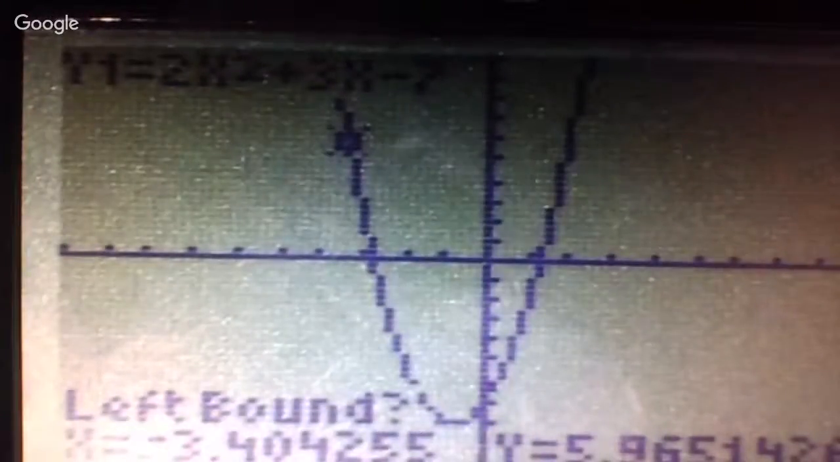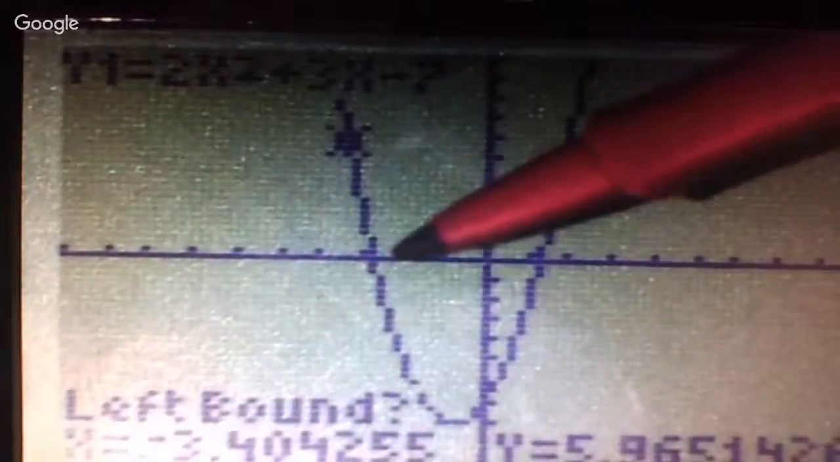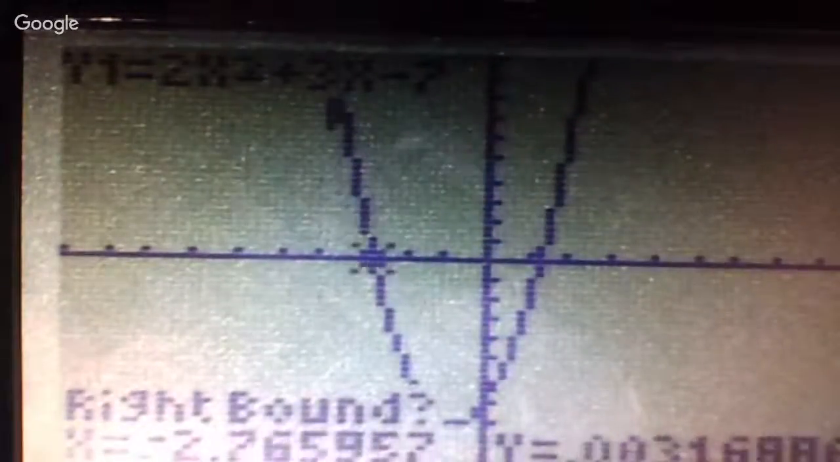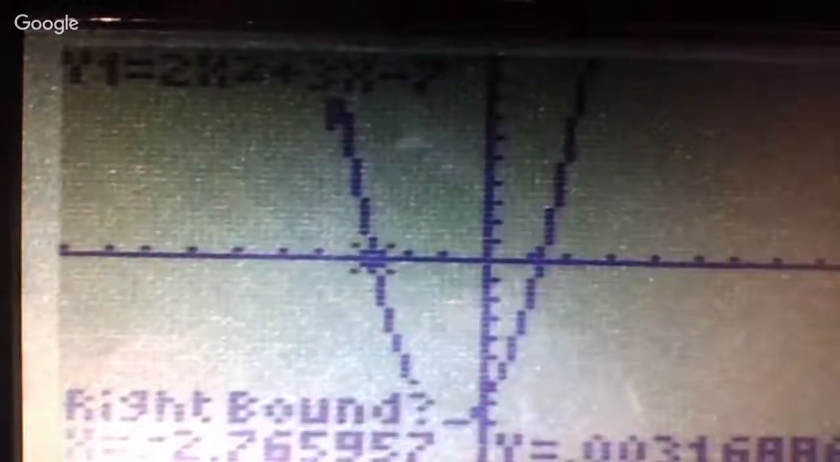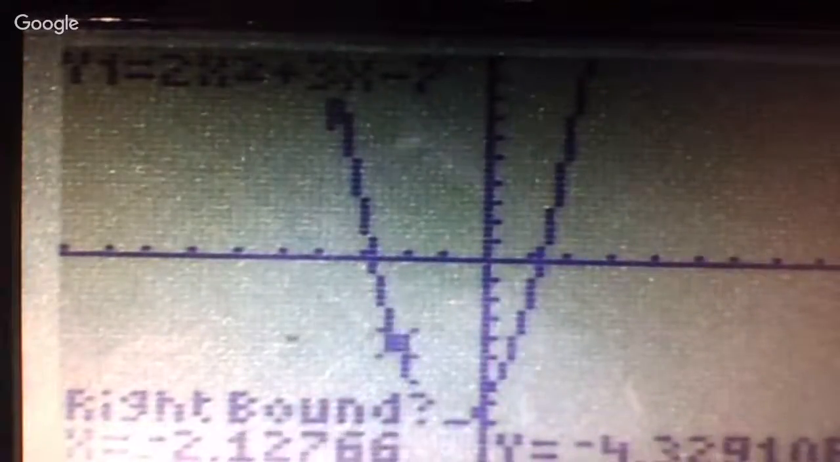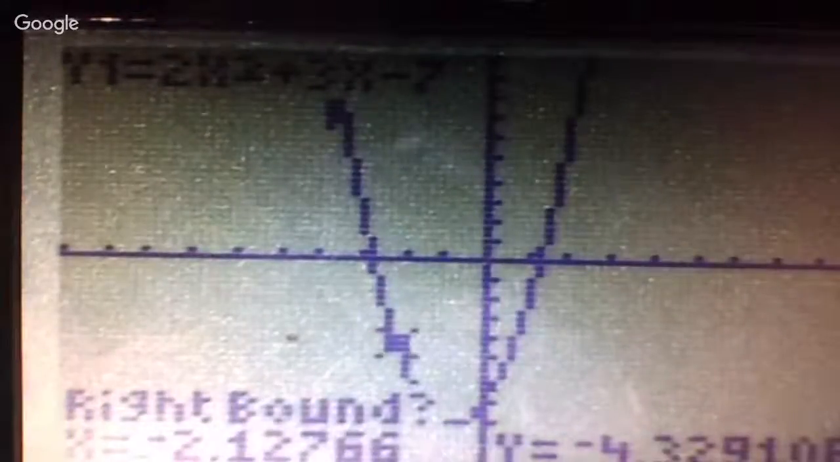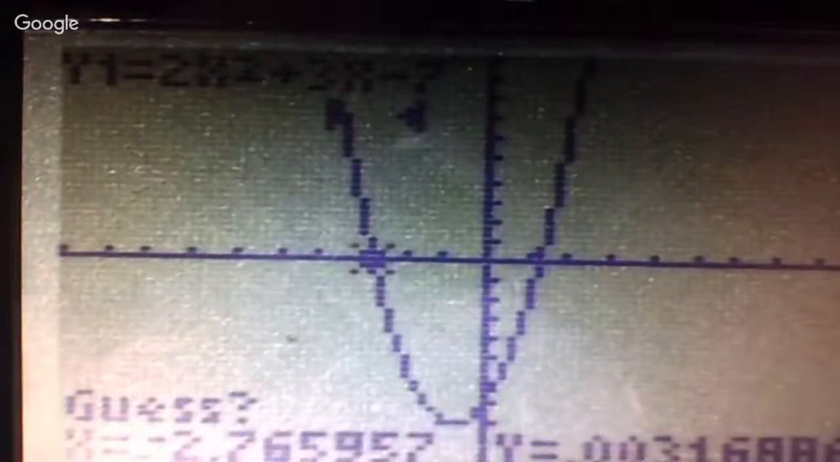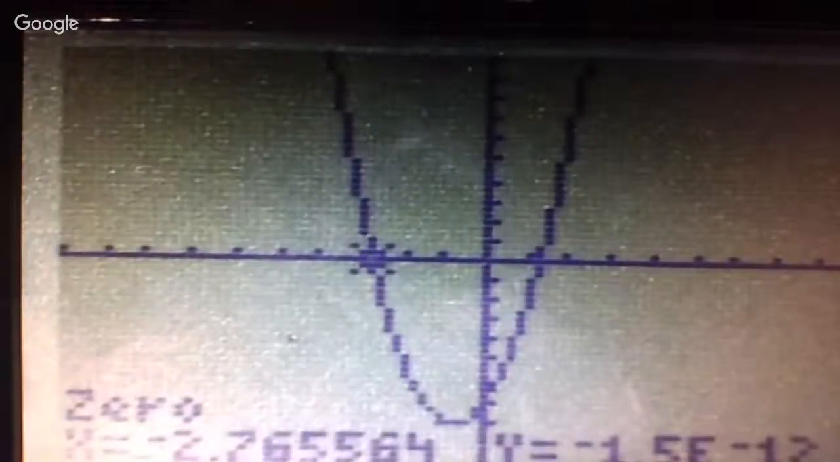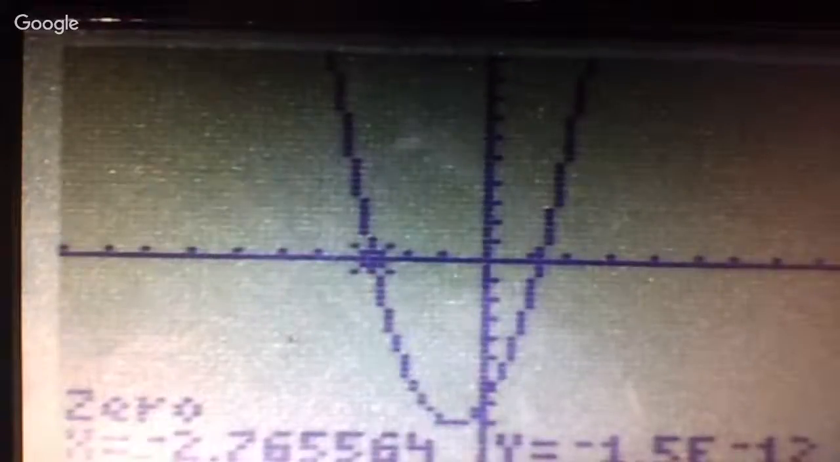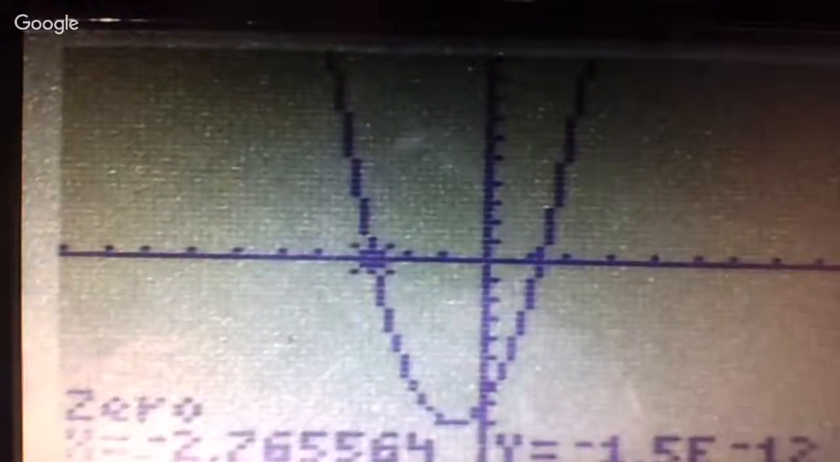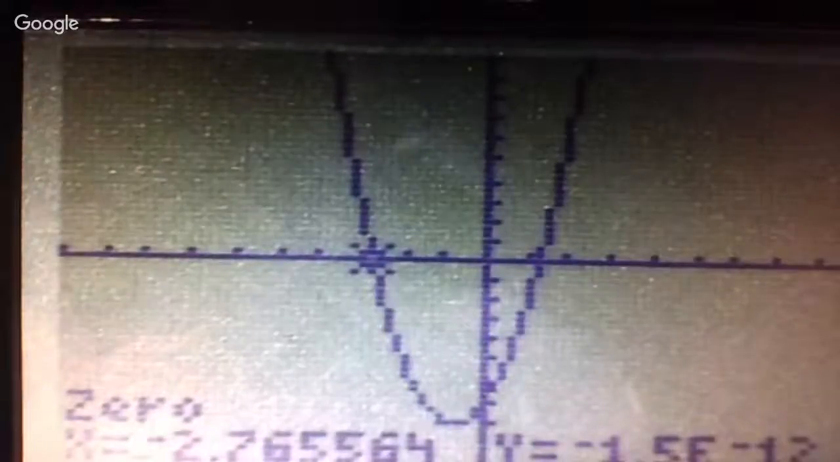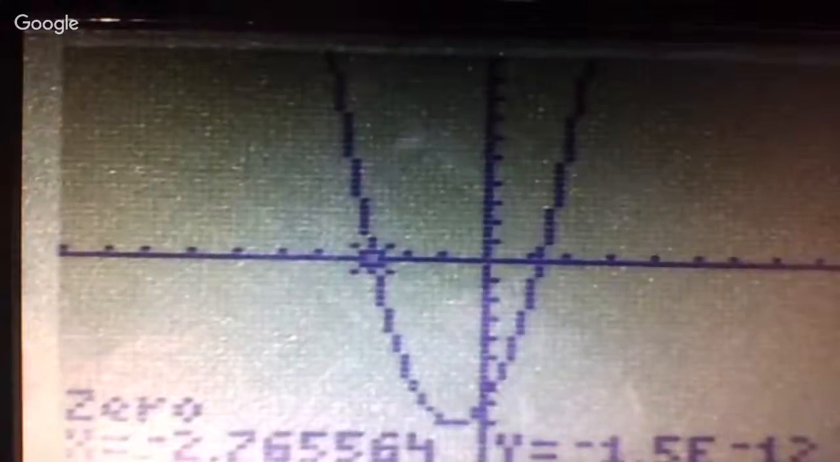Okay. So here is what I'm trying to find. I want it to go to the left first. Once you move it to the left, I need you to hit enter. Then you go back to it. Now it wants you to go to the right of it. So I go to the right of it. As I go to the right, my graph goes down. Hit enter. Again, go back to it and hit enter one more time. This crosses my graph at -2.77.